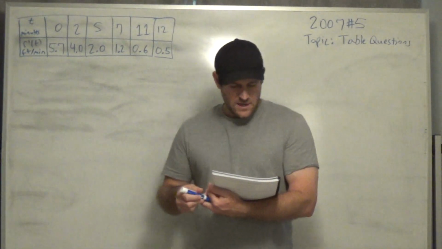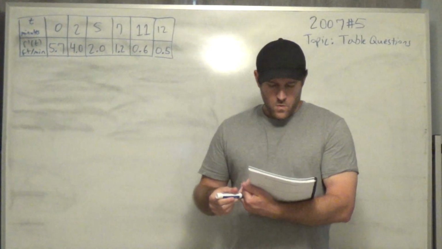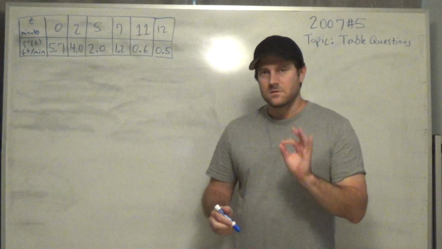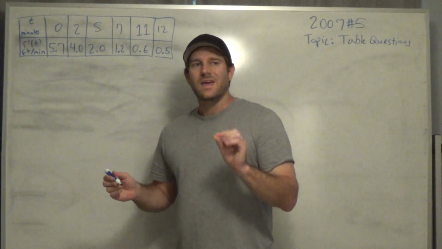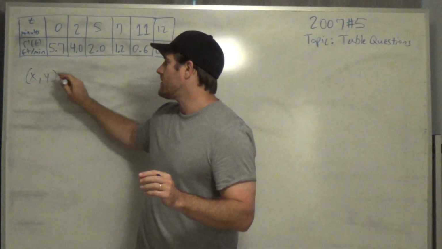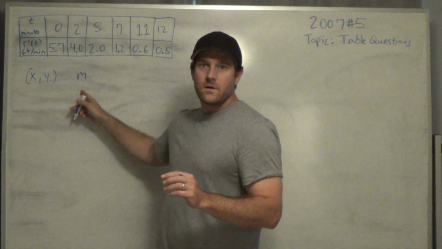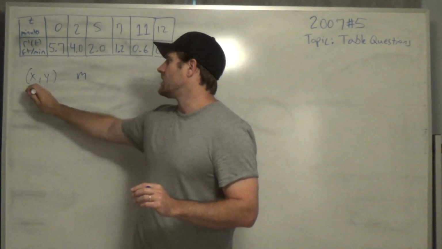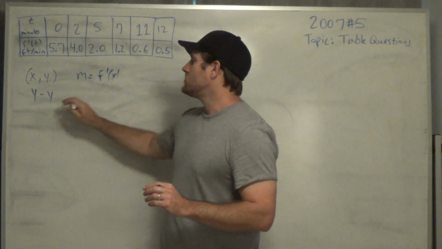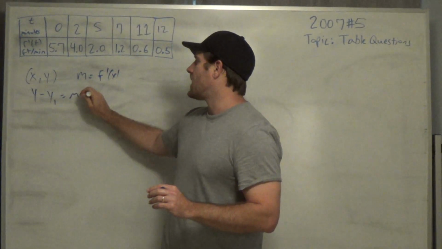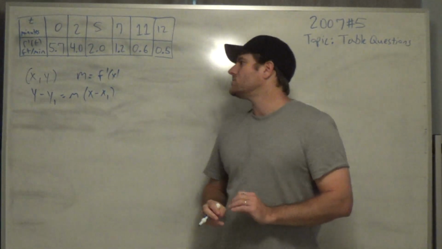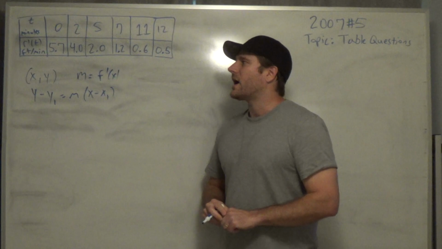So part A says estimate the radius of the balloon when the time is 5.4 using the tangent line approximation. Now, just a quick reminder on tangent line approximation. If we have an x and a y, and a slope, we use the equation of the tangent line, which normally comes from f prime of x: y minus y1 equals m times x minus x1.